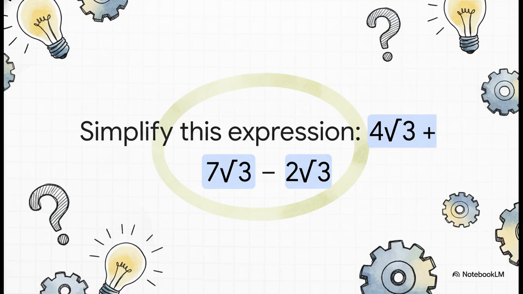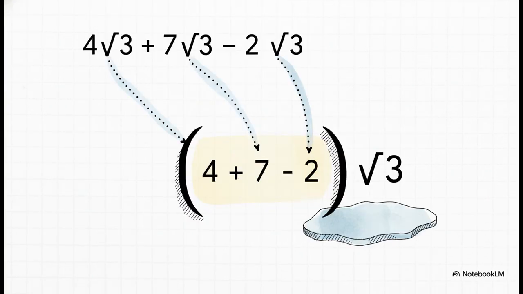Let's start with a nice, easy one to see this in action. We've got 4 root 3 plus 7 root 3 minus 2 root 3. Notice anything? Well, step 1, simplifying, is already done for us. They all share that exact same radical part, the square root of 3. So, since they're all like radicals, we can just focus on the numbers out front.